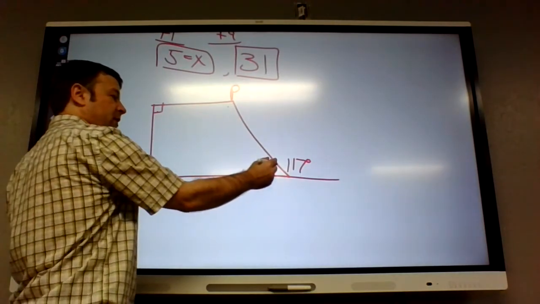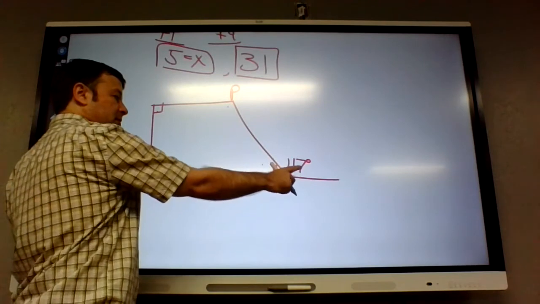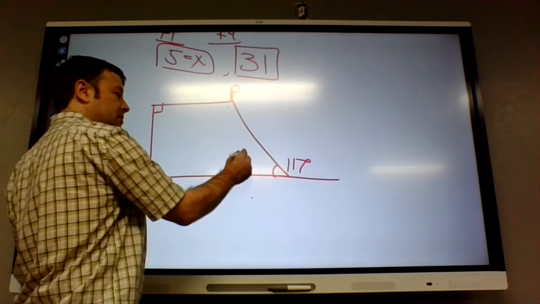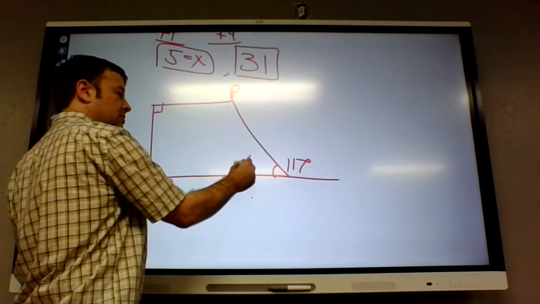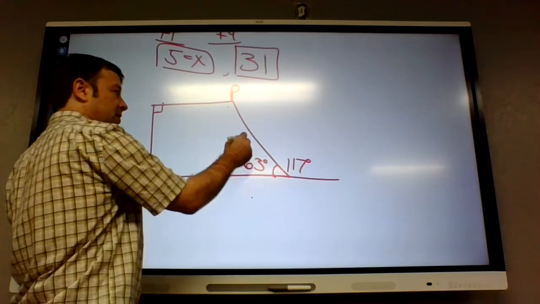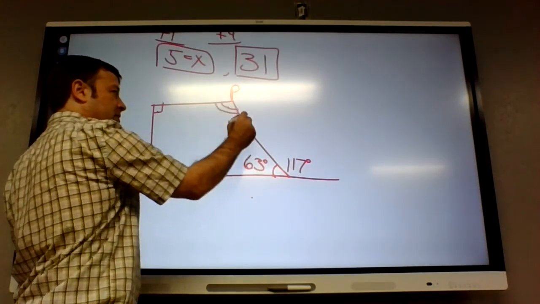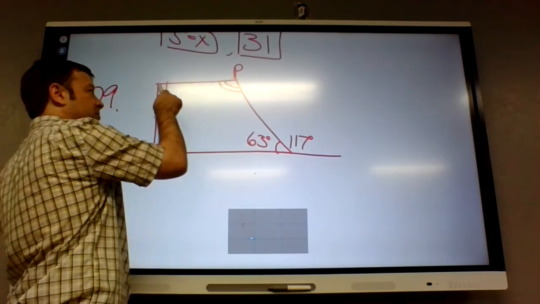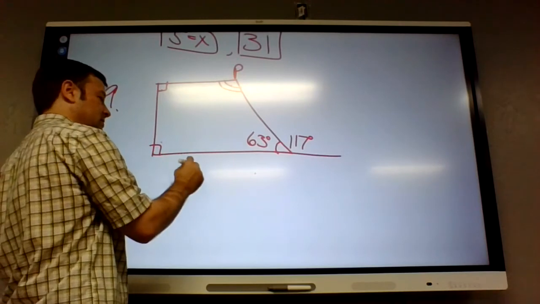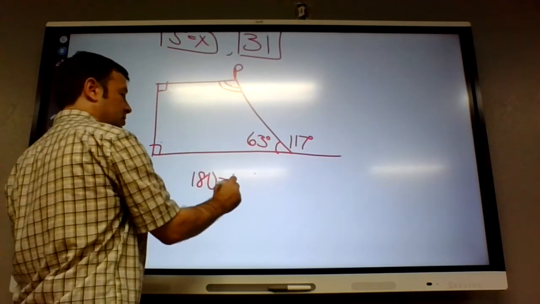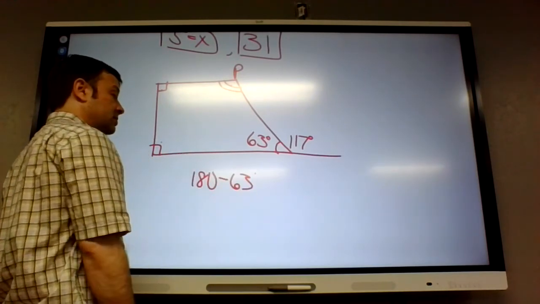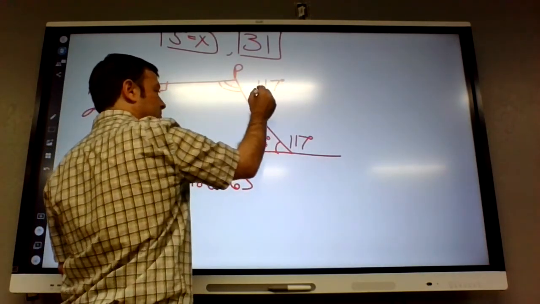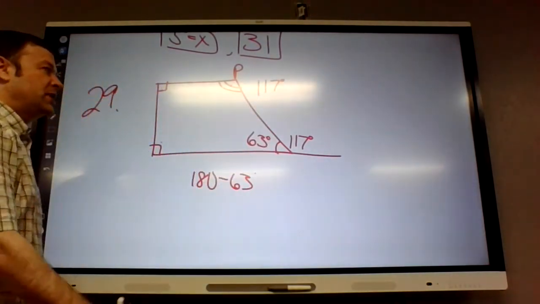How do I find this angle? 180 minus 117. It's 63. Okay, so how do I find angle P? You go 360 minus 90 minus 90 minus 63. What's 360 minus 90 minus 90? 180. 180 minus 63 is 117. Anybody want to guess?